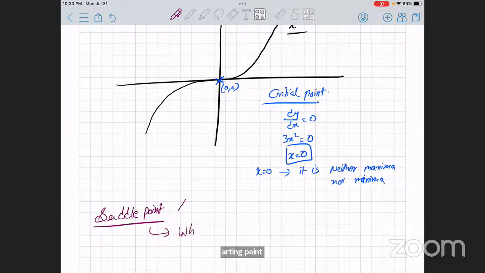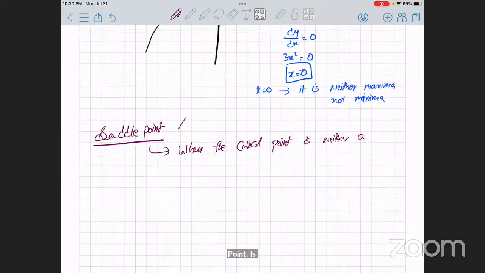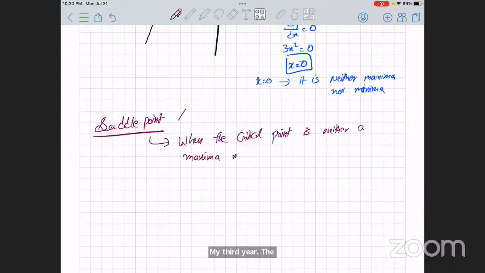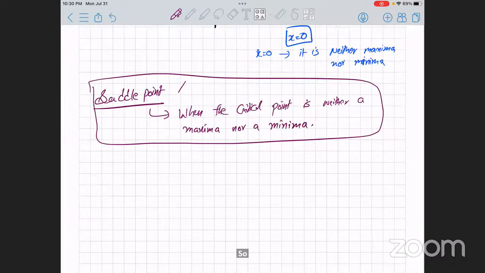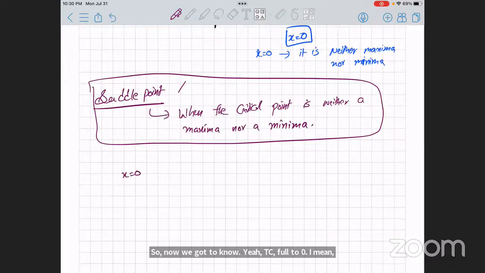When the critical point is neither a maximum nor a minimum, this is known as a saddle point. So now we know that when dy by dx equal to 0, you will know the critical points.